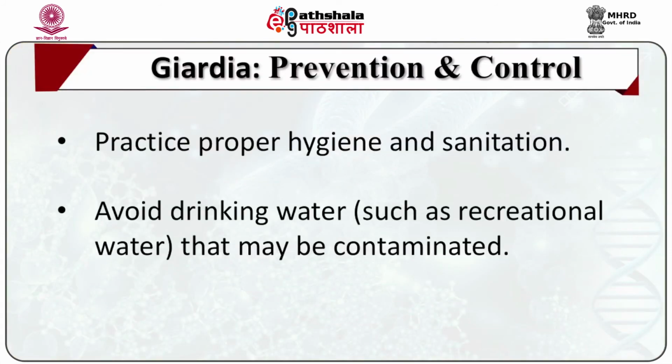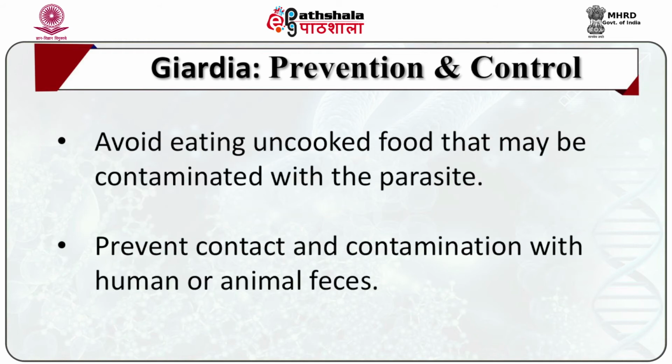There are several prevention measures to control infection with Giardia parasites. These include practice of proper hygiene and sanitation. We should avoid drinking water, such as recreational water, that may be contaminated. We should avoid undercooked food, and we should also avoid contact and contamination with human and animal feces.